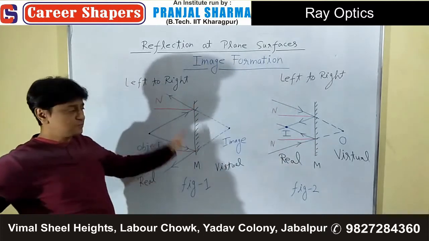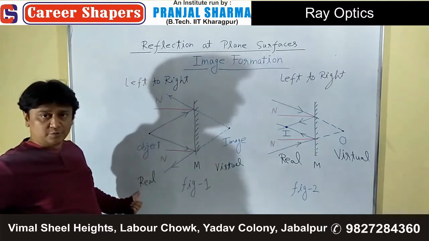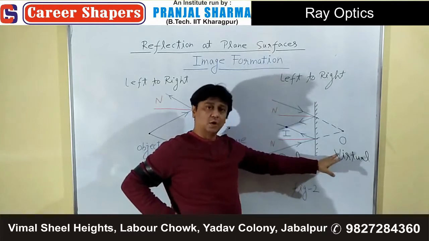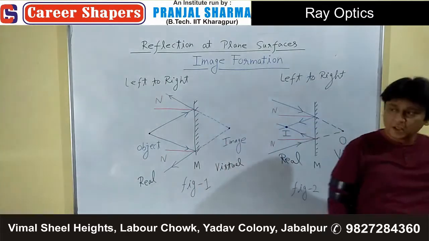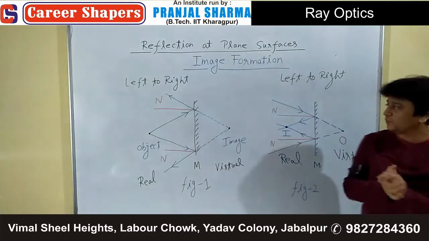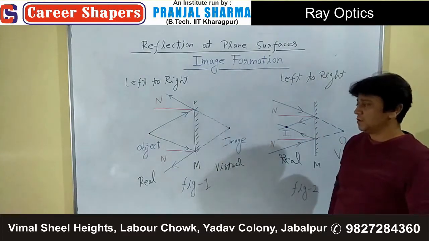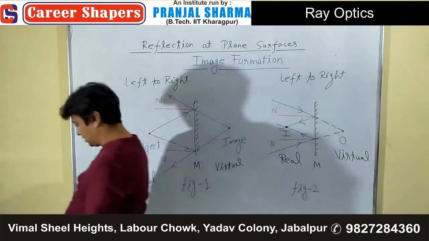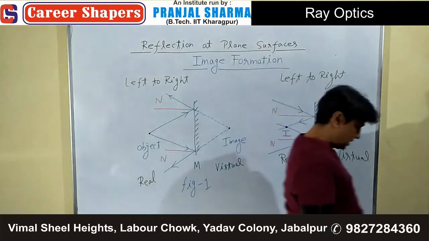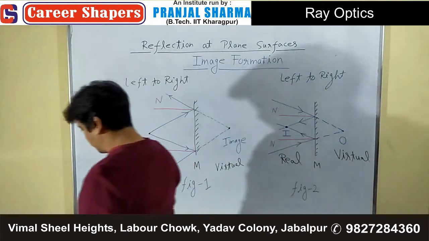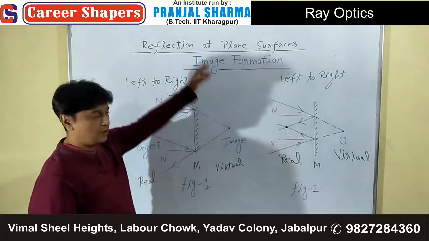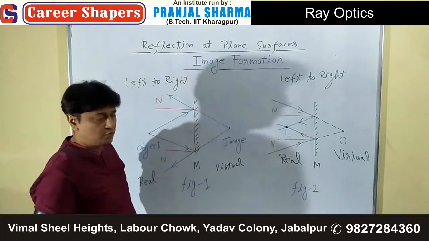A plane mirror, it forms what? Virtual image of a real object. At the same time, it forms what? Real image of a virtual object. Write down this statement. A plane mirror forms virtual image of a real object. At the same time, it forms a real image of a virtual object.